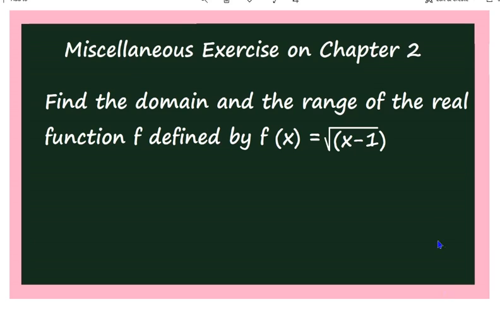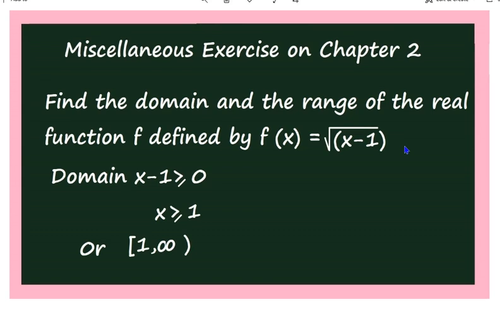Here root of something is defined when that something should be greater than or equal to 0. That is x minus 1 should be greater than or equal to 0, same as x is greater than or equal to 1. And you can write it in an interval, that is greater than or equal to 1 means 1 to infinity. And that is the domain is 1 to infinity. Here 1 is included. That's why you should represent it by a square bracket 1 comma infinity, and this is the domain of the function.